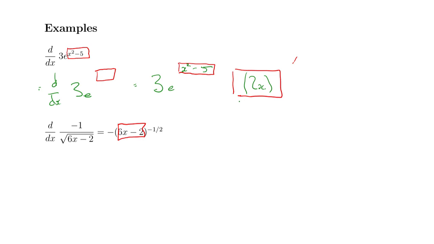At this point, you're going to try and just simplify as much as you can. We've got a bunch of multiplication here, right? So let's go ahead and take this 3 and this 2x. Let's multiply those things together. And we've got 6x e to the x squared minus 5.